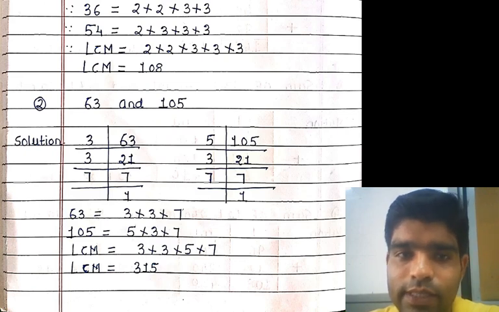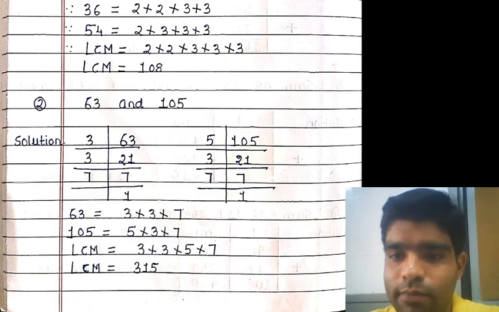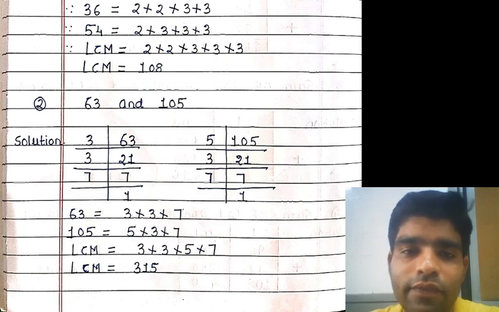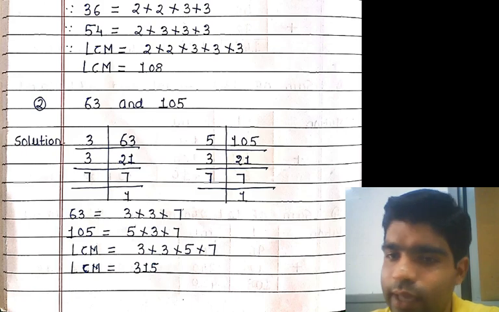Okay, it means that we have to find the least common multiple, or LCM, of 63 and 105. Your final answer is what? 315. This is our final answer. Okay, now let's start the third example.